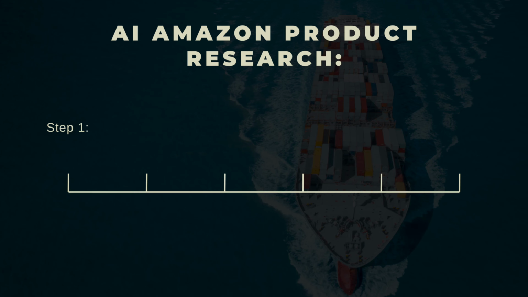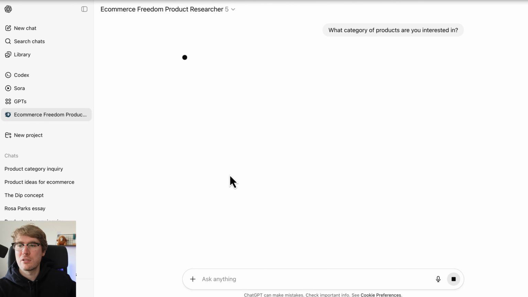So, how does this process work? Well, step one, we're going to follow the prompts from the AI tool. Okay, so it's going to ask me, what category of products are you interested in?